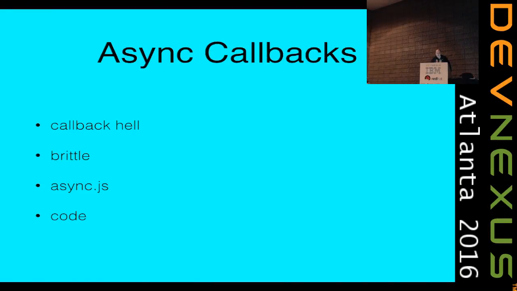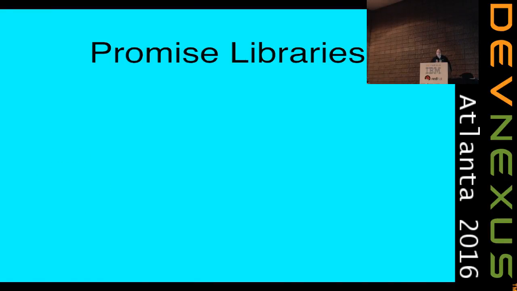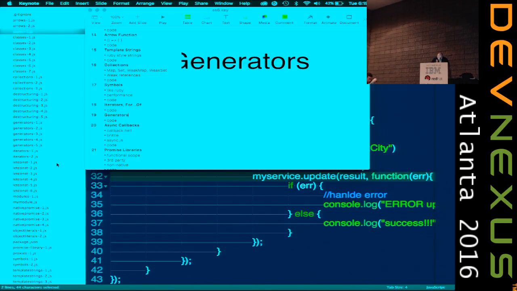Back in the day, then along came promise libraries. The cool thing about them is they had functional scope. They were third party libraries like Q or When, and a couple of other ones out there as well. The downside is that they were non-native. So let's take a look at some examples of promise libraries.